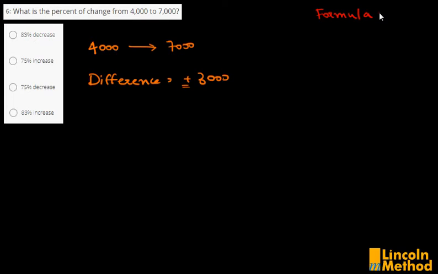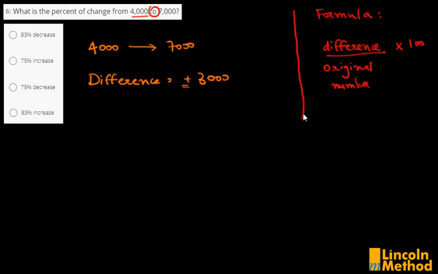So we have all the information except for the formula. So let's write that down. The formula, as we've discussed before, is the difference between the two numbers over the original number, or the number before. The original number happens to be the number before this. So it's 4,000, and this is always going to be our denominator in this fraction. So we multiply this fraction by 100, and that gives us the percentage change.